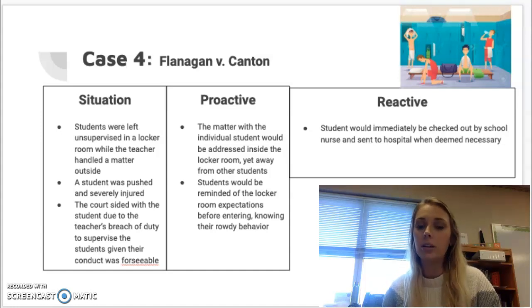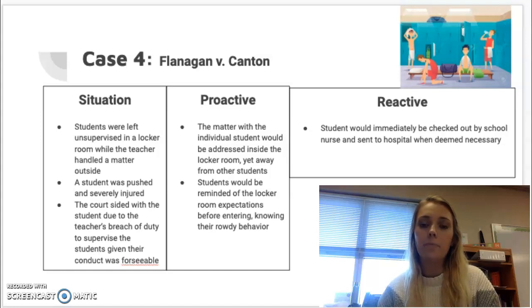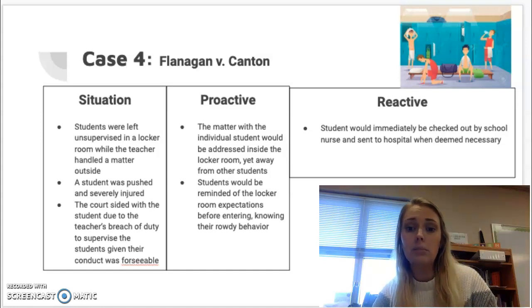So just even a quick 30-second reminder, what should you be doing? This is how long you have. You need to get it done, kind of thing. Just kind of a quick reminder of expectations for them, I think, could go a long way. Reactive measures, students would immediately be checked out by the school nurse, and if it was deemed necessary that he go to the hospital, he would be transported to the hospital.